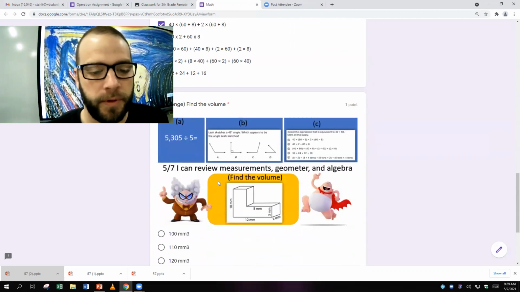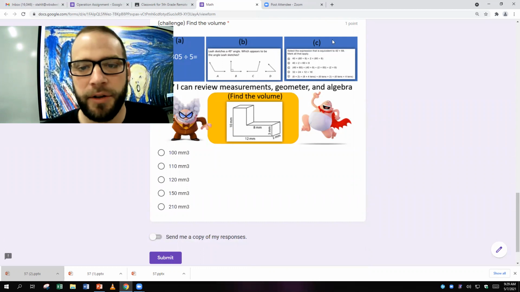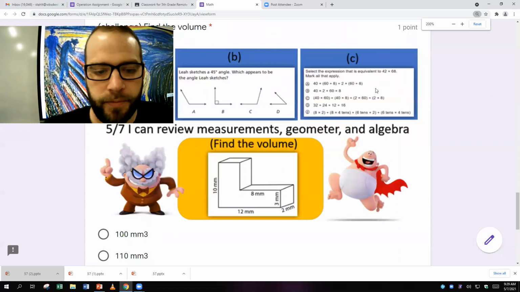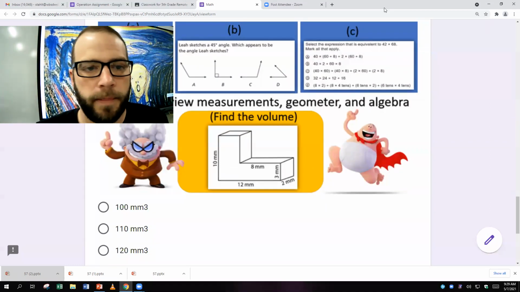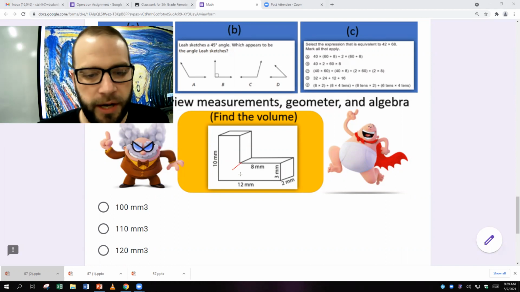And then, ooh, everybody's favorite, the irregular volume. What do we have to do when we have the irregular volume? We got to break it up into 2 normal figures. So we could break it up here, and then we have 2 normal figures, or we could actually break it up here. I'll break it up like this. And then remember, you just want to find the area and then multiply it by its height.